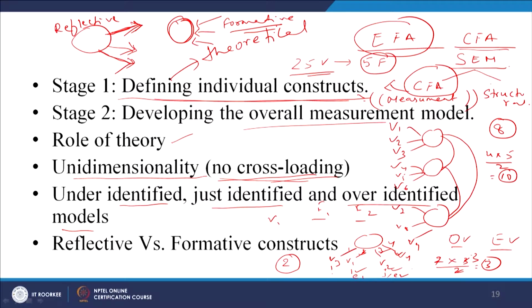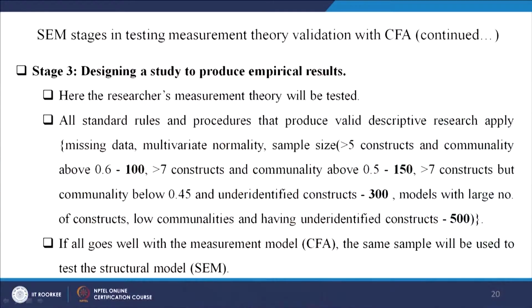So, this is what we had understood in the last class. Now, we will move into designing a study to produce empirical results. Stage 3 in confirmatory factor analysis is to design a study to produce some empirical results. Here the researcher's measurement theory will be tested. The researcher says that there is a certain relationship among the constructs, let us say 3 constructs, and this has to be tested.